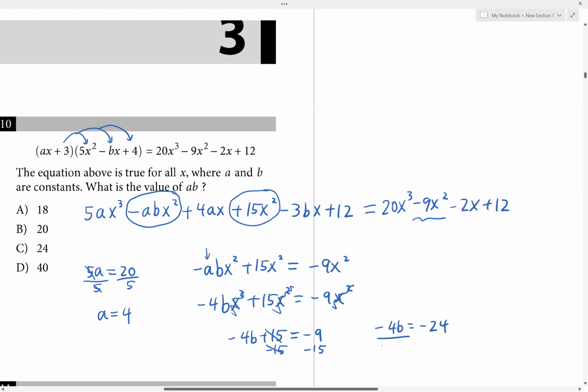Then to solve for b, divide by negative 4 on both sides. b equals positive 6. We know a is 4 and b is 6. Then the question asks what's the value of ab. We'll just do one last step. a times b is 4 times 6, which is 24 for our final answer. Which is letter C for question 10.